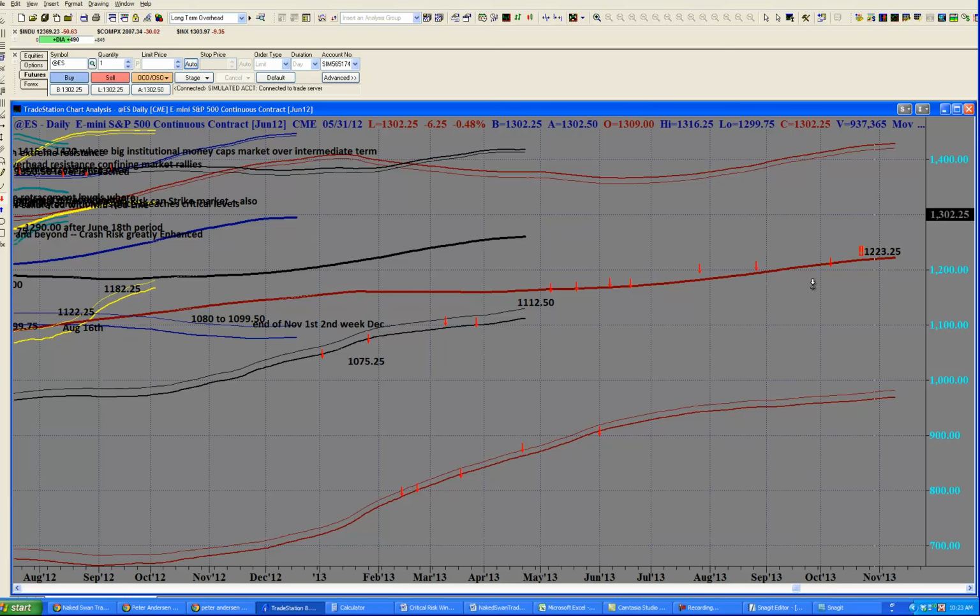So all these areas are resistance. Gap risk down to the area of around 863, and the most extreme situation about 788. So 788 to 863 is the tail risk potential for the market.